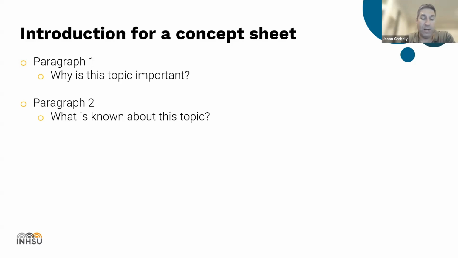Paragraph two, look, you really touch on what is known about this topic. So if your paper is going to be about how to scale up point of care testing for hepatitis C, then in that second paragraph, it should be what's known about point of care testing for Hep C. What about a systematic review that's been done recently, or a couple of key studies that have been published? What do we know?